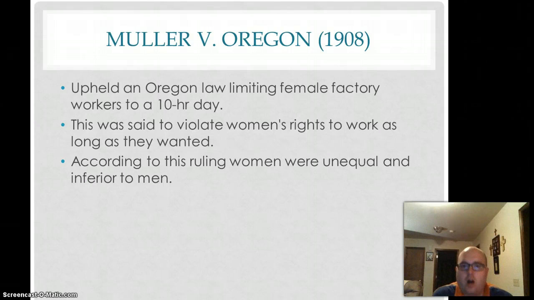There was an Oregon law limiting female factory workers to only 10 hours a day. It went to the National Supreme Court, and they upheld the Oregon law. Activists and women's rights groups said it violated women's right to work as long as they wanted to. According to this ruling, women were unequal and inferior to men. So it really set off a backlash of sexism and inequality with Muller versus Oregon.